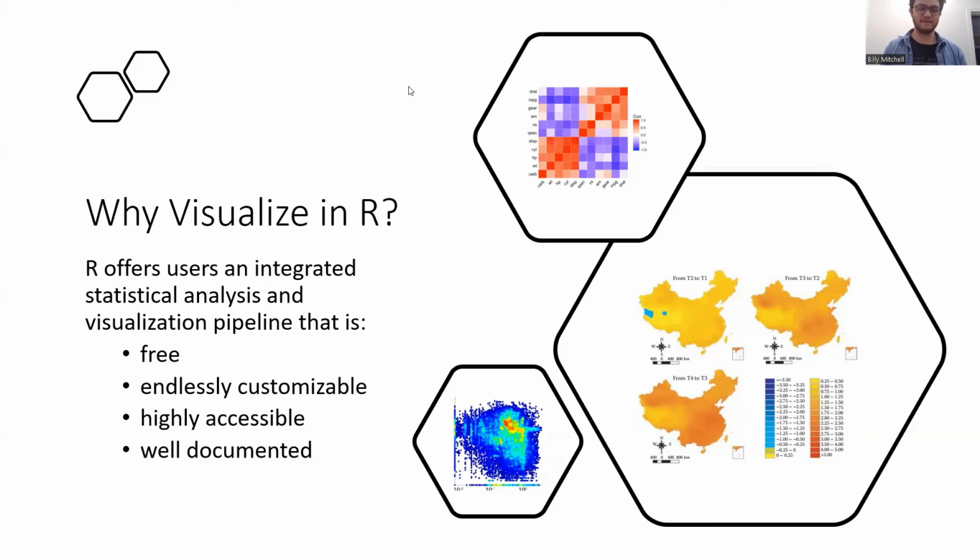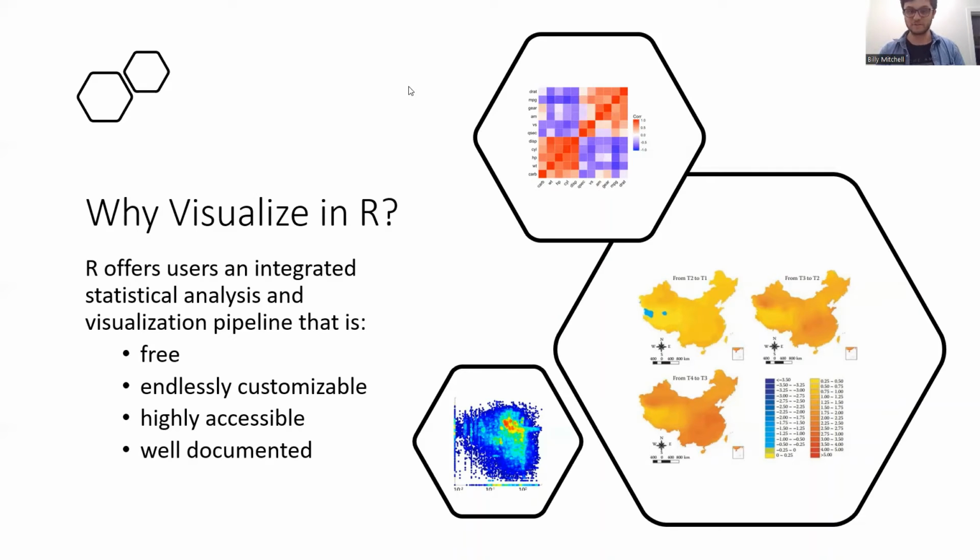What I always say is that R offers users an integrated statistical analysis and visualization pipeline that is completely free. It's open source. It works on just about any machine that you might use it on, and it's going to be really similar across machines. So if you start on Linux, you could still finish up on Windows. It's endlessly customizable. If you attended our previous workshop, you saw the millions of ways you can edit a ggplot function to get it to produce the image that you want. Really, the only limitation is your own imagination.